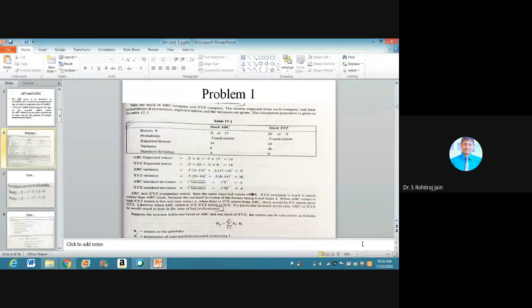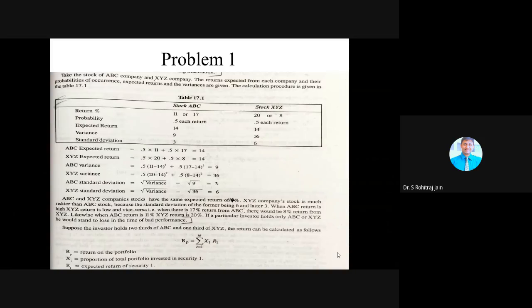As far as the problem is concerned, we have calculated expected return, then variance and standard deviation. After calculating, let me tell you the small conclusion here. You can see the screen. ABC and XYZ company stocks have the same expected return, 14%. But XYZ company stock is much riskier. Why? Because the standard deviation of XYZ is 6, whereas the standard deviation of ABC is 3. Correct?